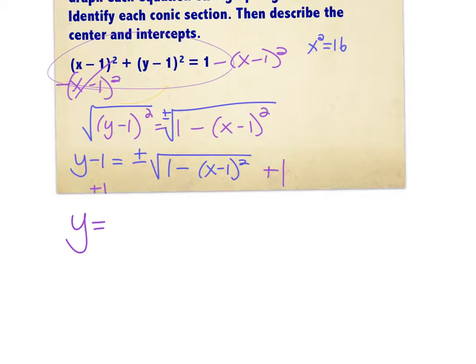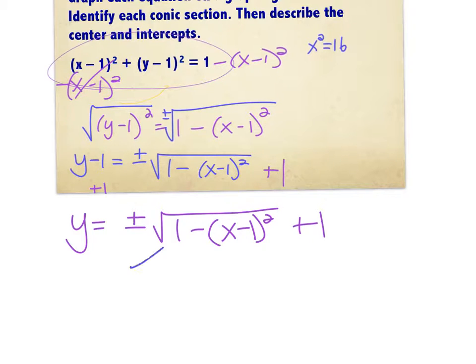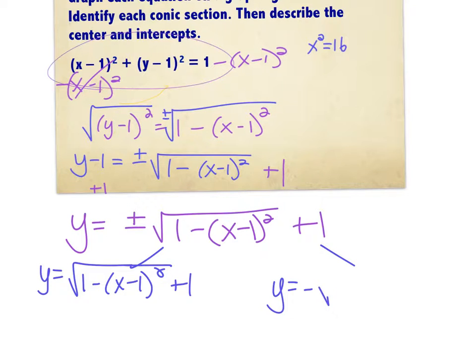So y equals plus and minus the square root of 1 minus (x minus 1) squared, plus 1. That means there are two equations here, one in which the square root is positive and one in which the square root is negative. So this is really y equals the positive square root of 1 minus (x minus 1) squared, plus 1, and that plus 1 should be outside the radical, and y equals the negative square root of 1 minus (x minus 1) squared, plus 1.